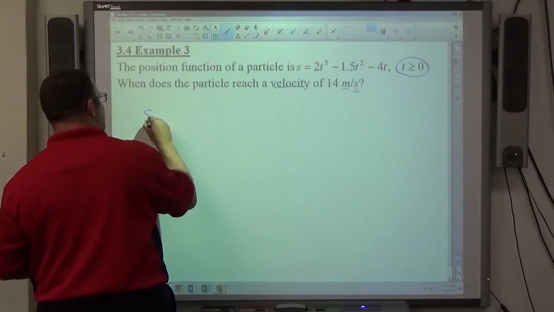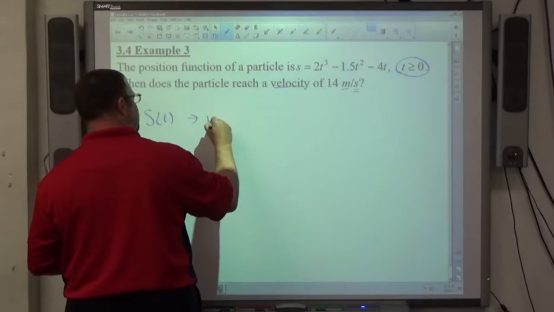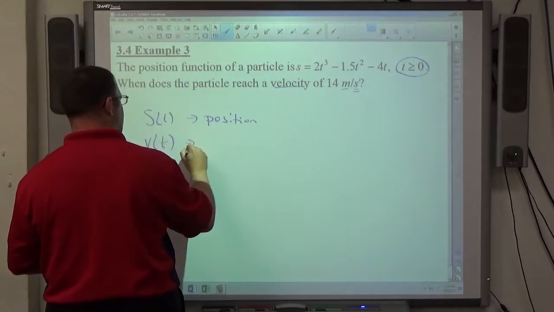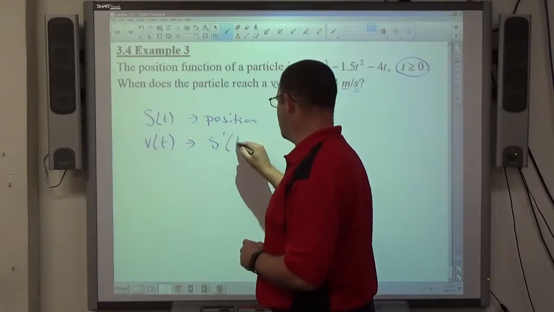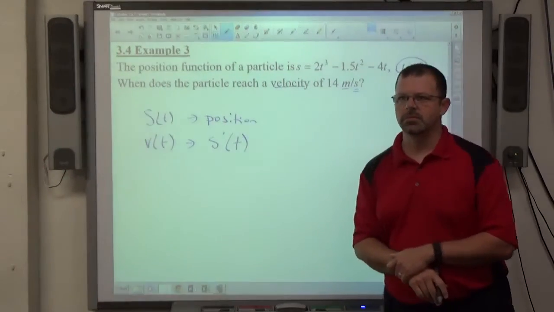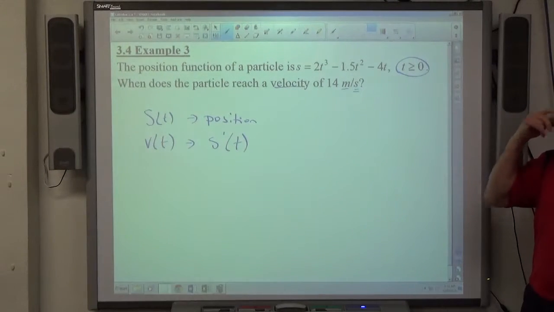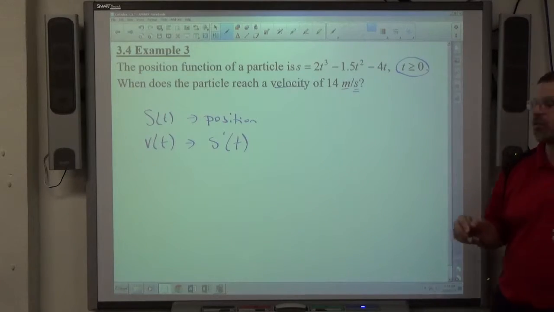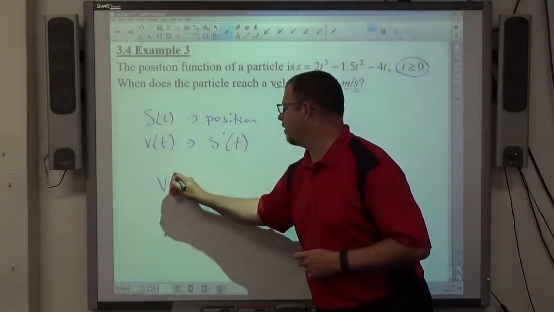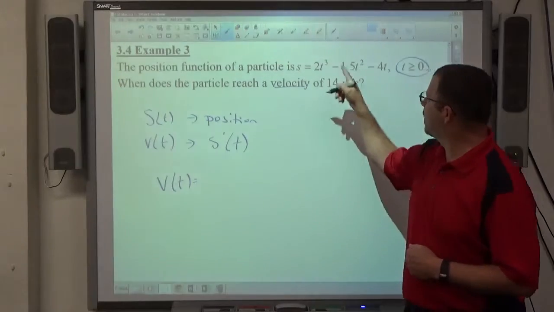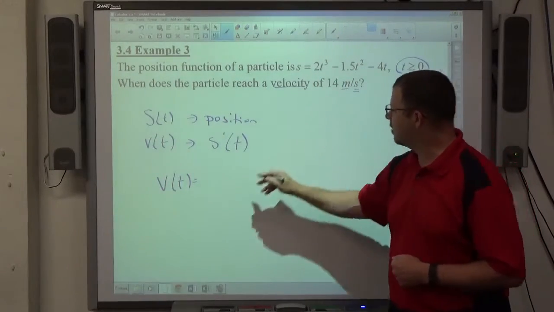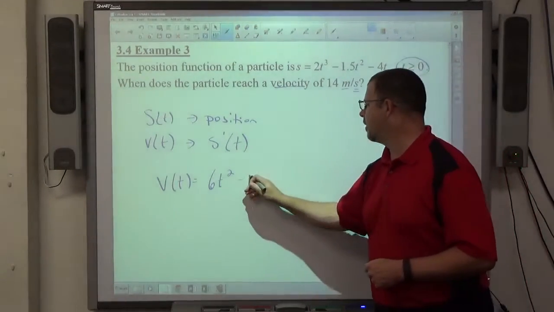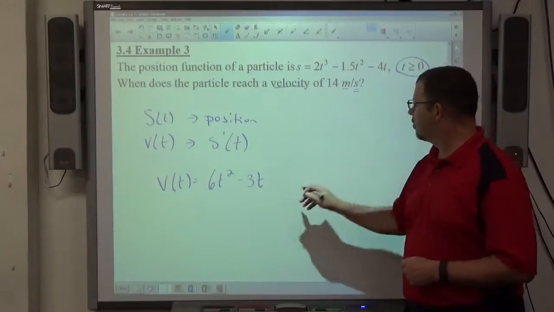All right. I know if I have a position function s of t, the velocity function is the first derivative of the position function. I know how to create a velocity function from a position function from yesterday: do the first derivative. So in this case, the velocity function of this particle is the derivative of s, which is 6t squared, 2 times negative 1.5 is negative 3t, and then minus 4.